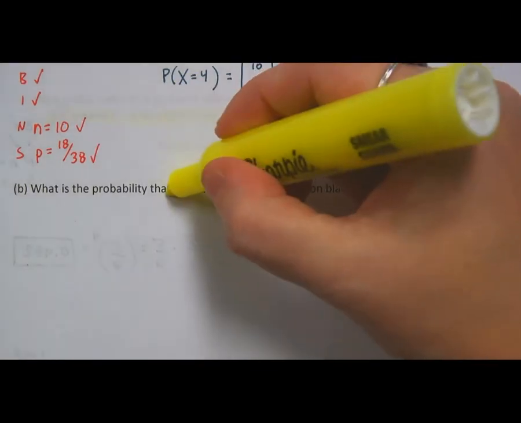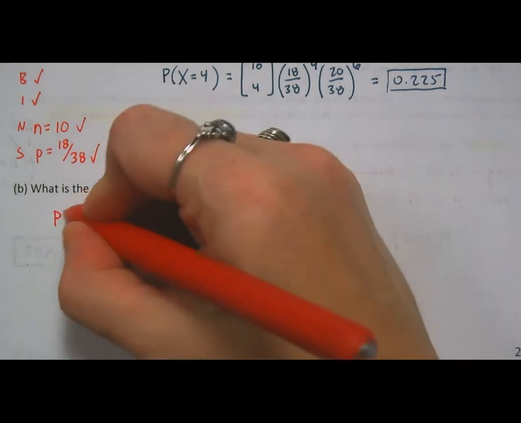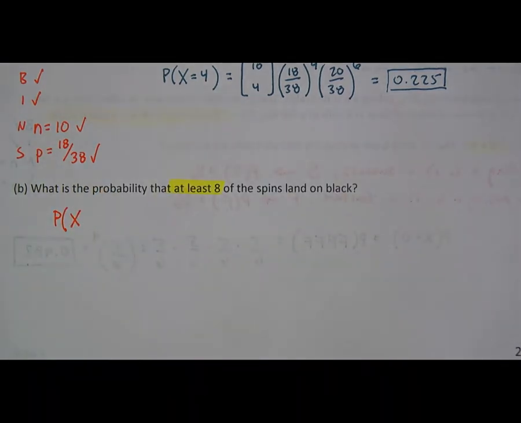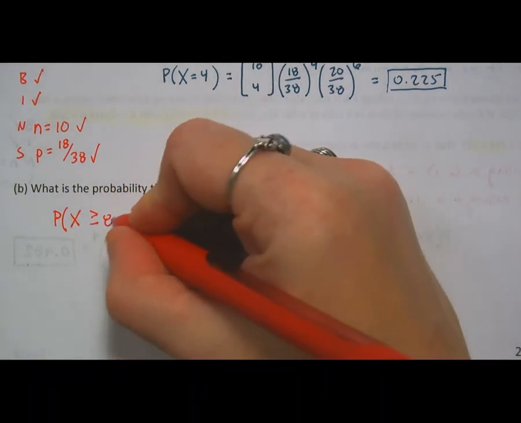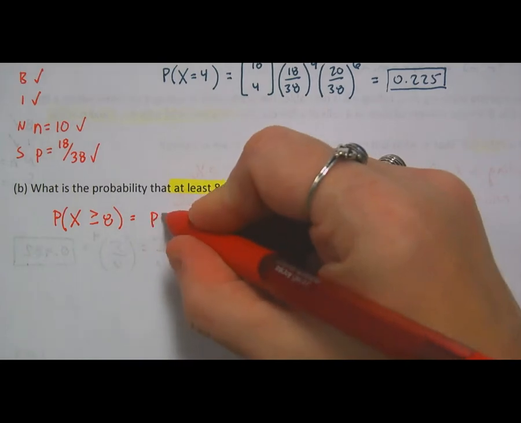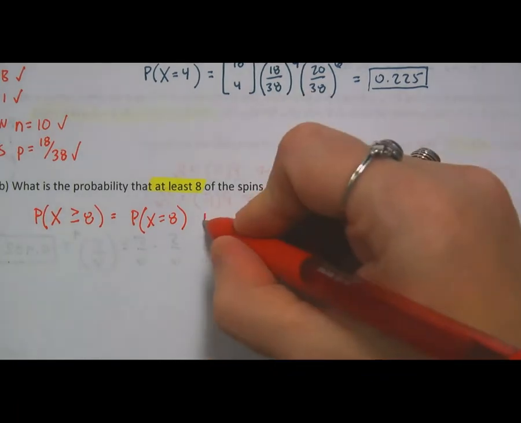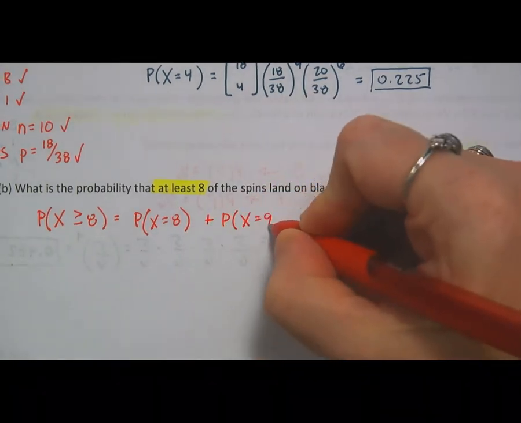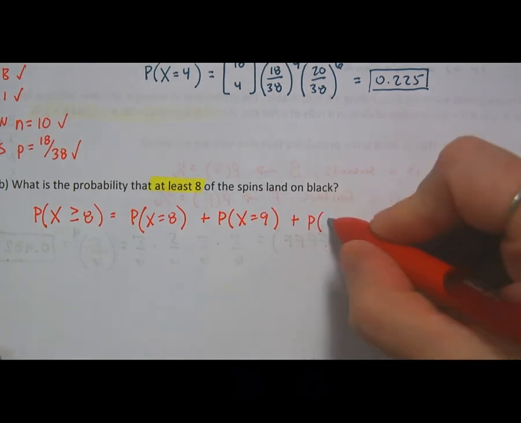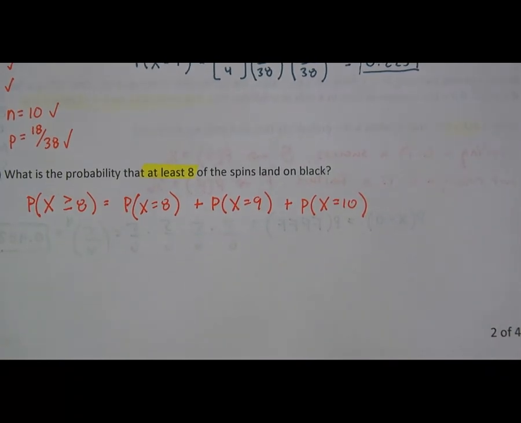What's the probability that at least 8 of the spins land on black? That's different than exactly 8. 8 or more, how do we write that with symbols? Good for you. So that means I'd have to add together the probability that we land on black 8 times, to the probability that we land on black 9 times, to the probability that we land on black 10 times. And here it really gets tedious. Get ready to write. I'm going to show you a shortcut.